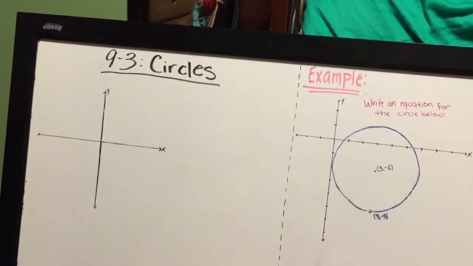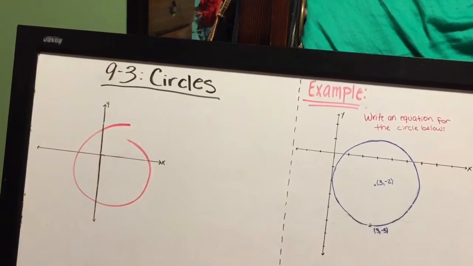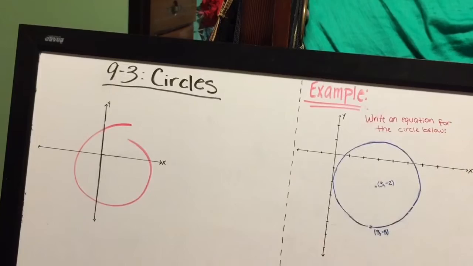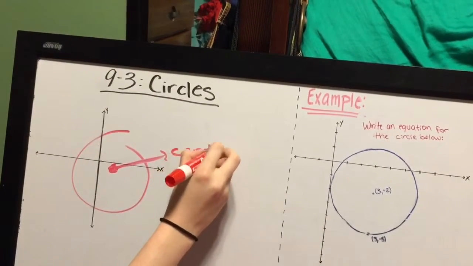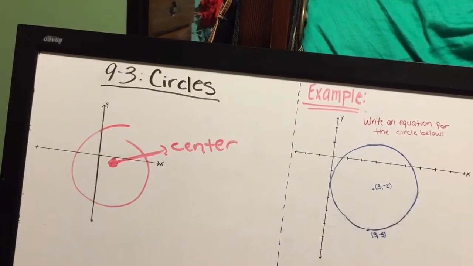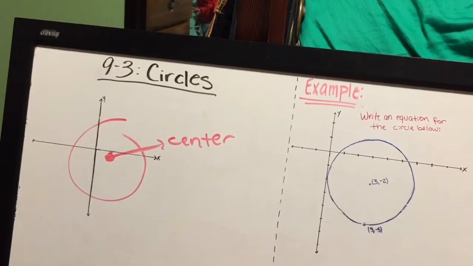Lesson 9-3 Circles. A circle is the set of all points on a plane that are equidistant from a given point on the plane. This point is called the center because it is at the center of the circle. Any segment with endpoints at the center and at any point on the circle is called the radius of the circle.